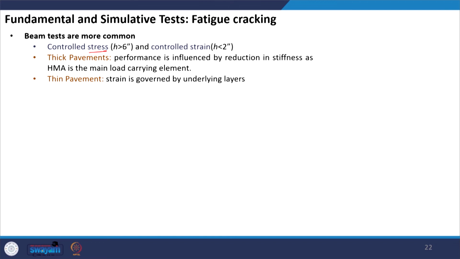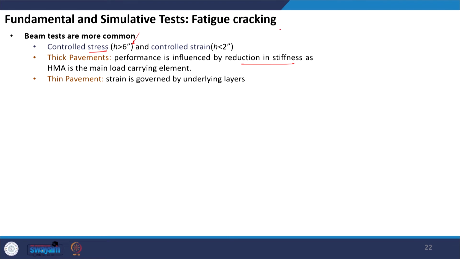So, this is the difference between controlled stress and controlled strain test. Controlled stress tests are typically used for thick bituminous mixtures in flexible pavement, where the thickness of the bituminous layer is more than 6 inches. Because when the thickness is high, the performance is influenced by the reduction in stiffness as HMA becomes a load carrying element.